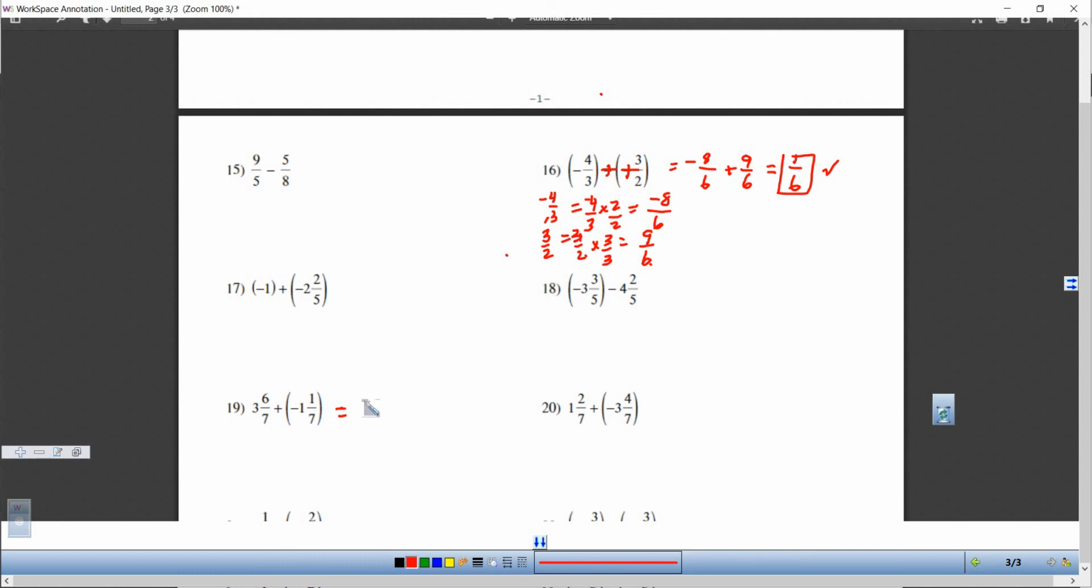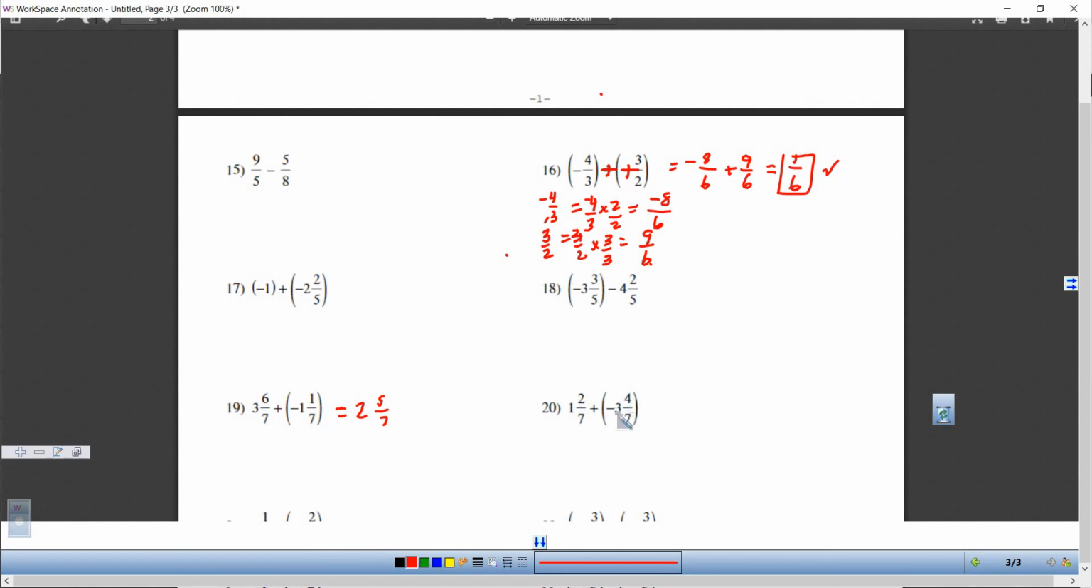All right, so 3 minus 1 is going to give me 2 on the whole numbers. And 6/7 minus 1/7, I'm going to get 5/7. Okay, so I had more positives. How many more positives did I have? I had 2 and 5/7.